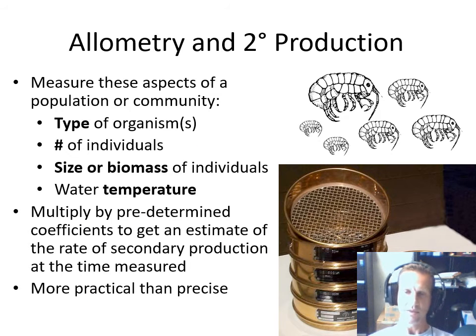Okay, so one of the ways that we apply allometric relationships to estimate secondary production is by measuring the size, number, and type of organisms that are present in the community at one instant in time. And so instead of having to make a bunch of measurements over a long period of time and compare them, you just take sort of a snapshot of what's in the community.